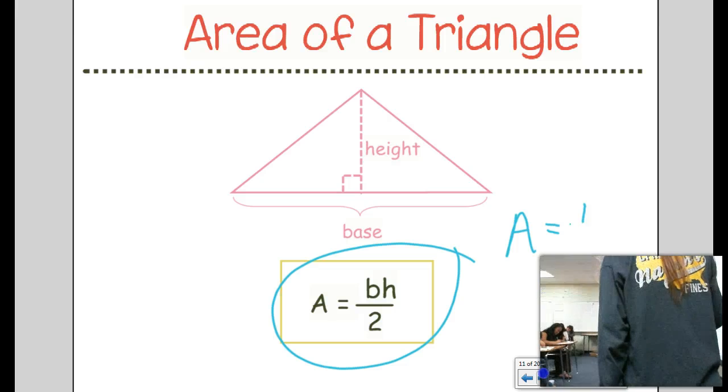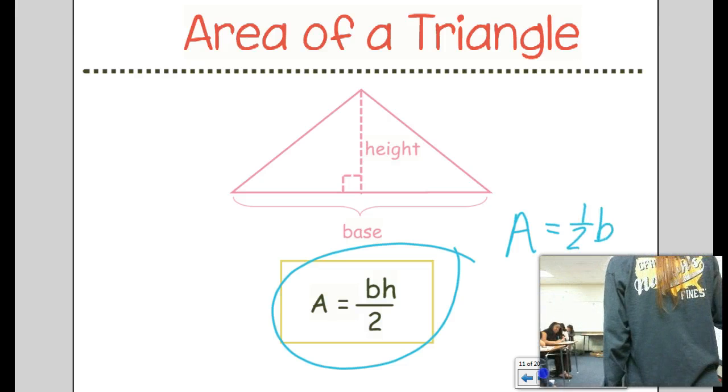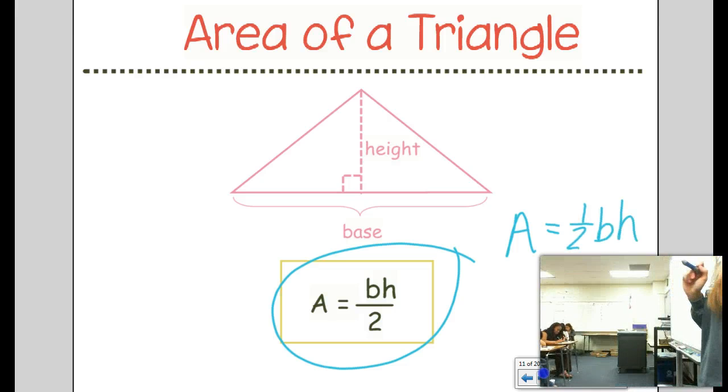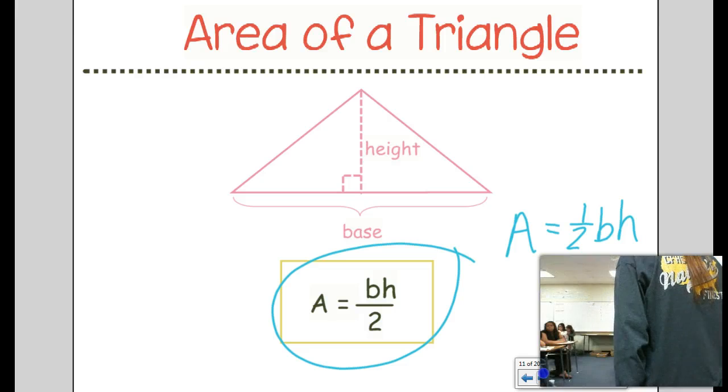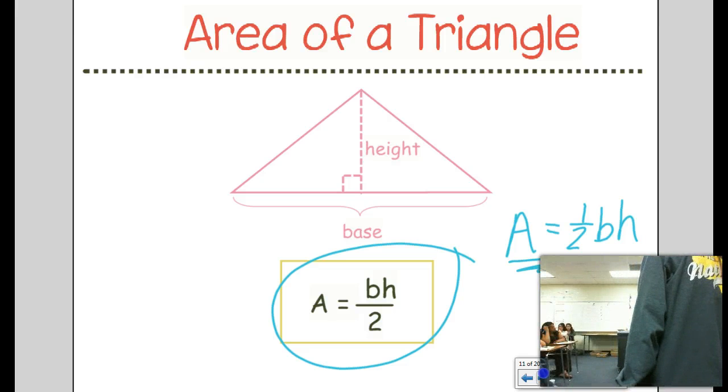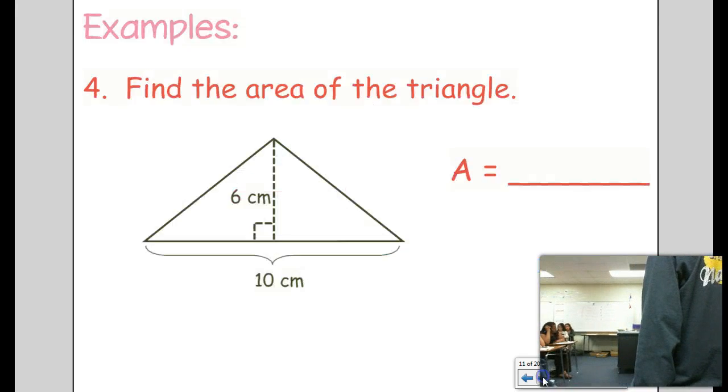Base times height divided by 2. There you go, Ashley. 1/2 base times height is another way I could write that. Same formula, different form. Your formula chart's going to have this, but if you want to memorize that one, you can memorize that one. I like that one better. I like divided by 2 better.